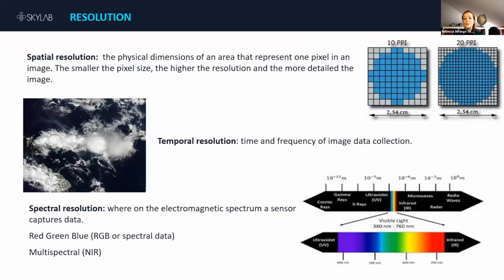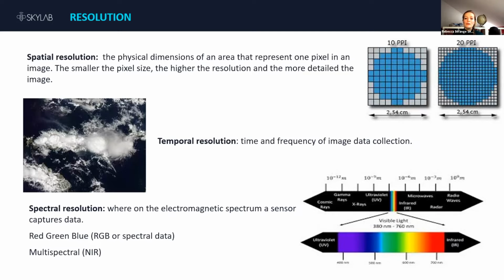When we talk about temporal resolution, that means the time and frequency of data collection. So for drones and aircraft, that obviously depends only on the availability of the pilot and the machine, and of course, suitable weather conditions. But for satellites, that depends on the frequency with which data is collected over a certain area. And of course, things like cloud cover and other kinds of atmospheric disturbance.